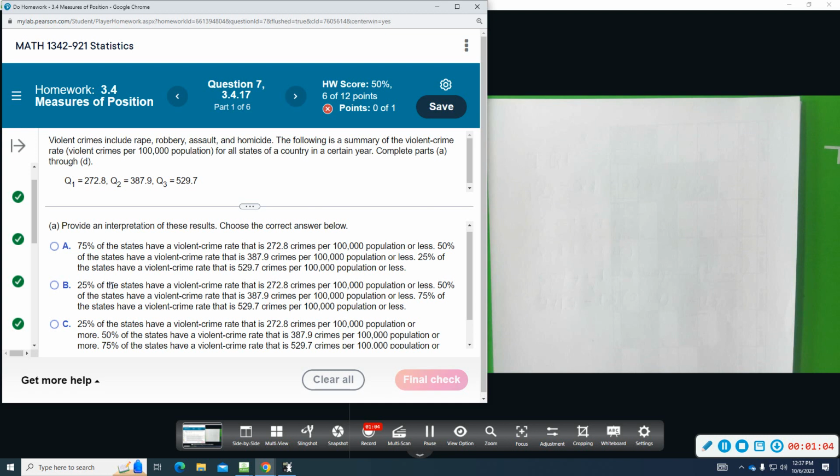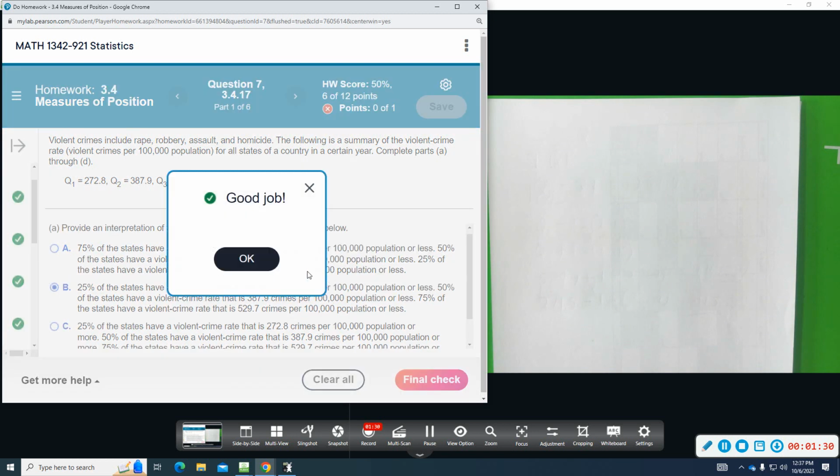So B says 25% of a state violent crime, 272.8, that matches, or less. Okay, so that looks good. 50% violent crime or less between that number. Okay, and then 75%, 529.7. Okay, so that looks good. This one, 25% or more, so that's going to be wrong. So B is going to be our best answer choice.